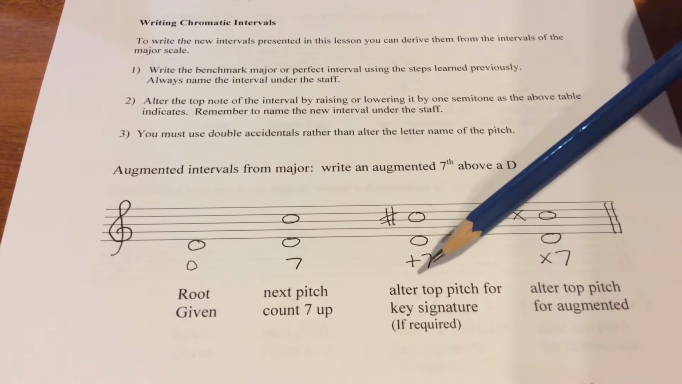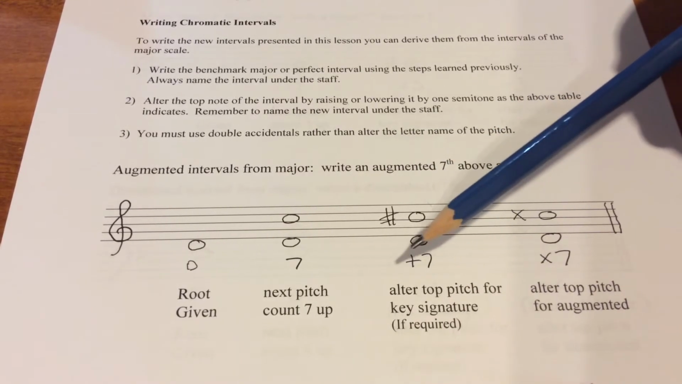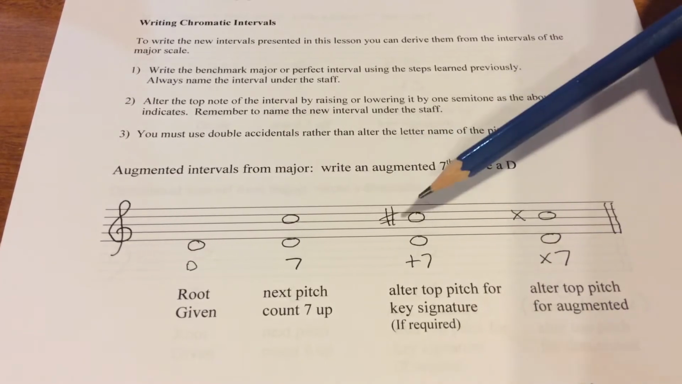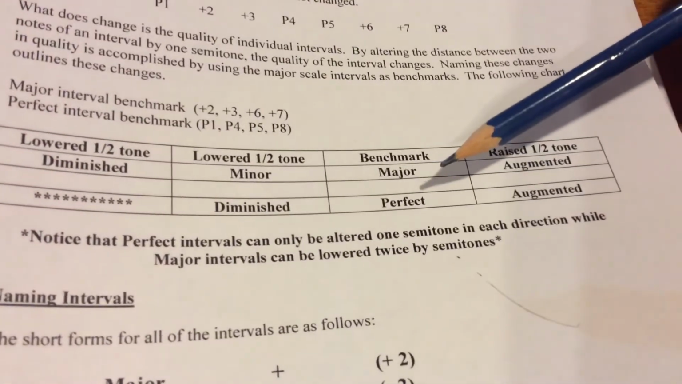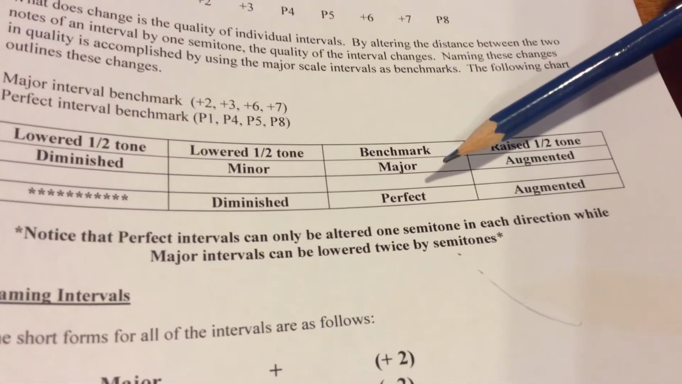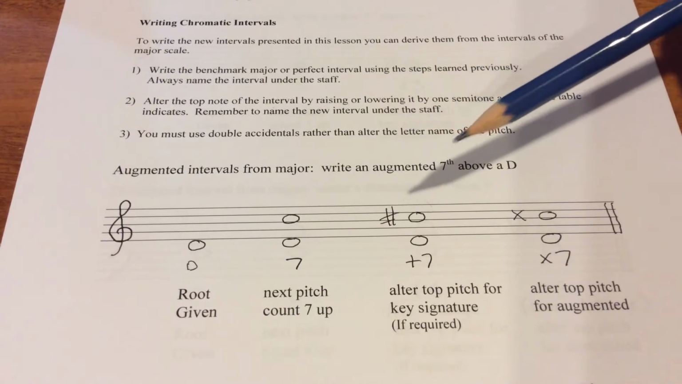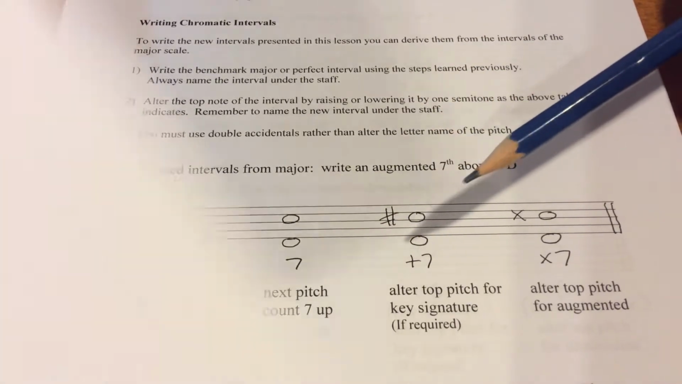So because it's a 7, the benchmark is a major interval. It's not a perfect. Remember, that's 1, 4, 5, 8. Everything else is major. So here's our benchmark interval that we're referring to. So we go back to this chart for just a moment. Here we are at the major. Now, this question is asking us to augment the seventh above a D.